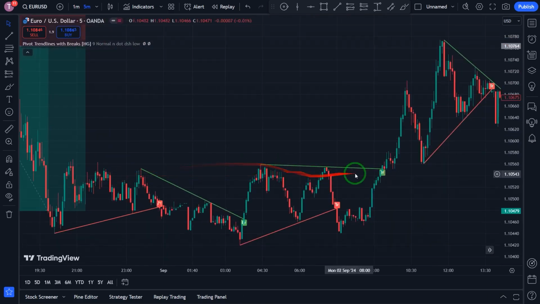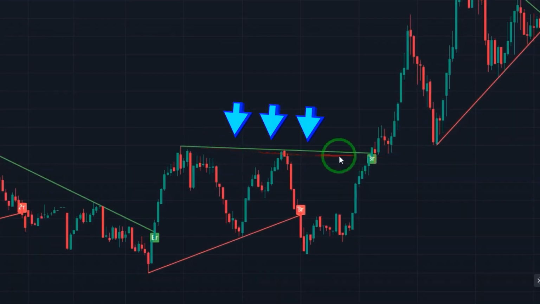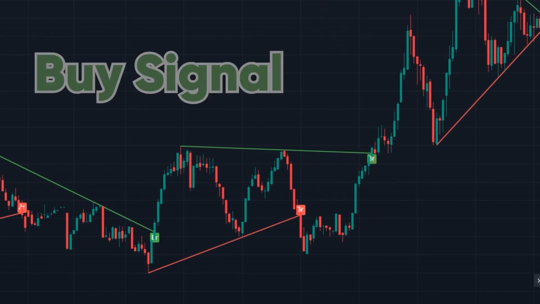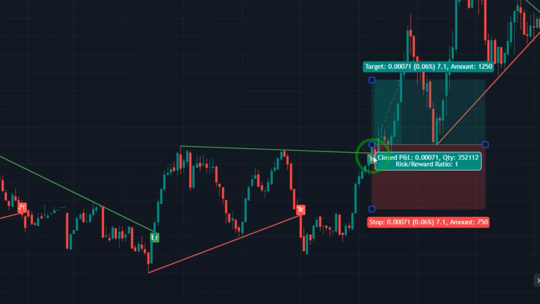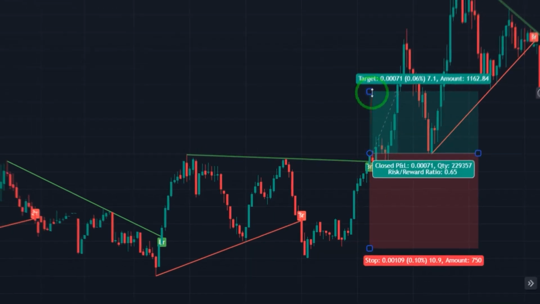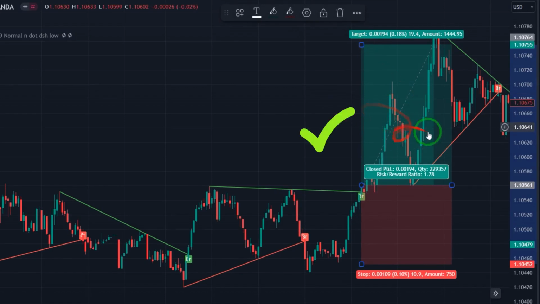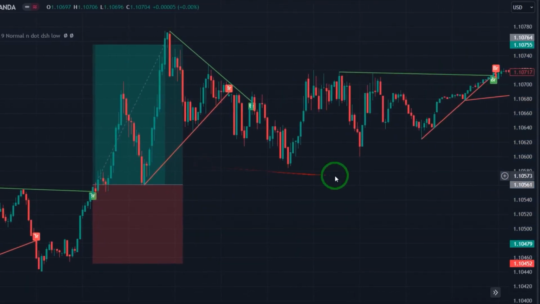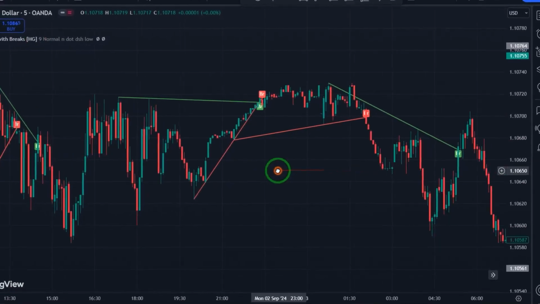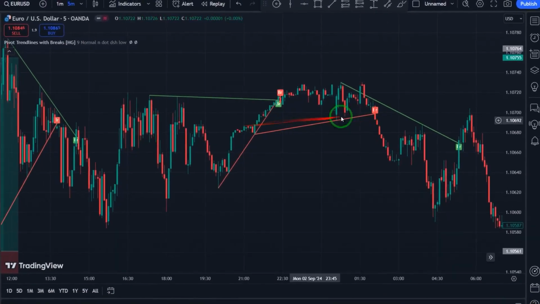Or here you can see that we have a downward trend, and this candle breaks this downward trend line, and this indicator shows us a buy signal. At this point, we can enter a buy trade and gain good profits from the price increase in the market. In the following, you can see examples to fully understand how we can use this indicator on its own.